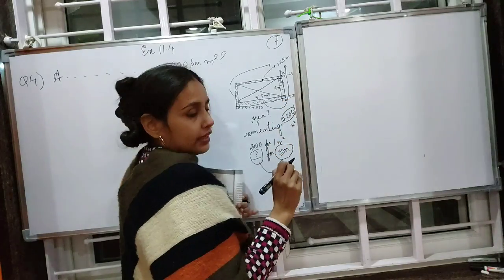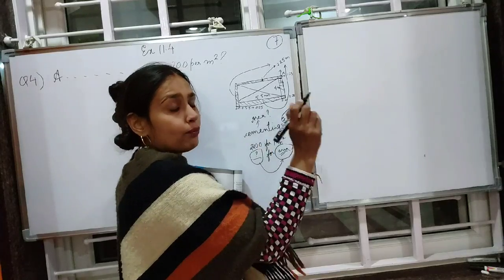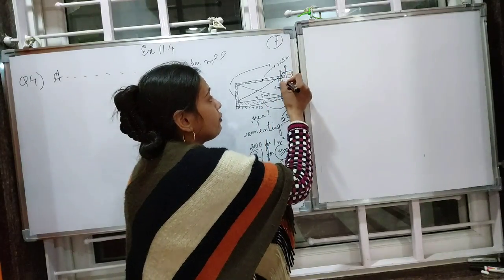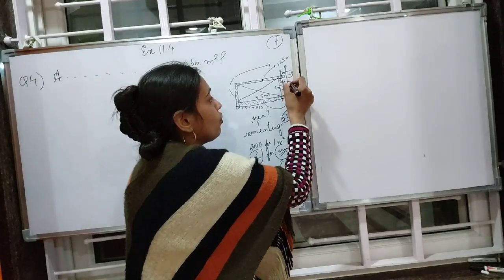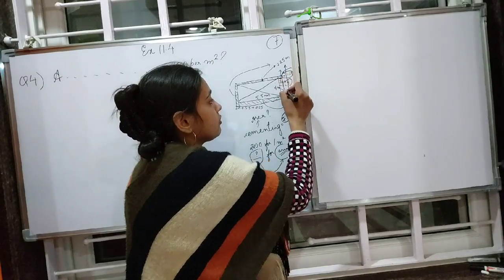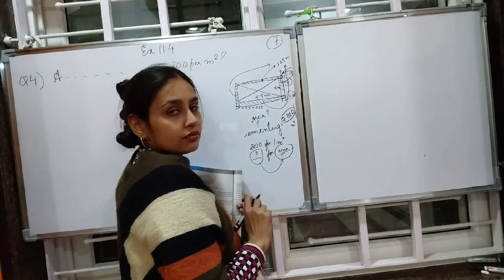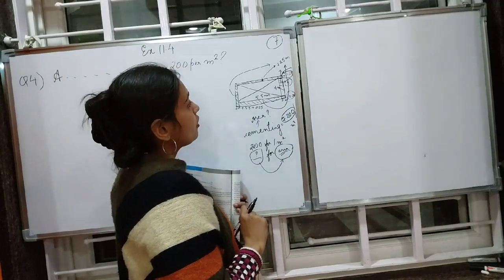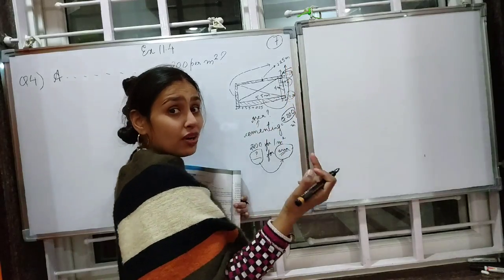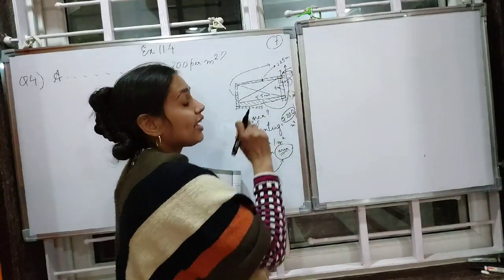So the new breadth formed will be 2.25 plus 4 plus 2.25. Okay, so the new length and the new breadth. Now new length and new breadth of the new rectangle.